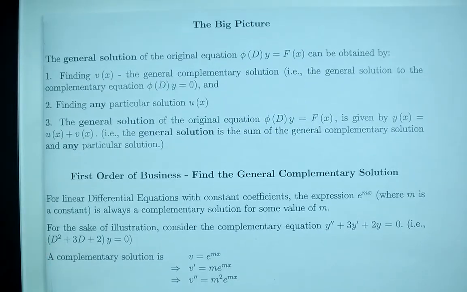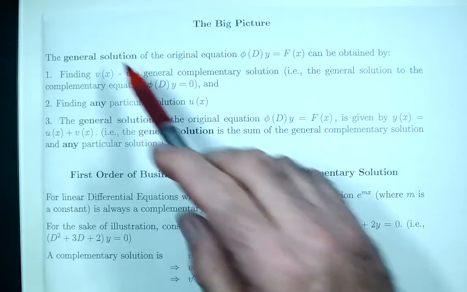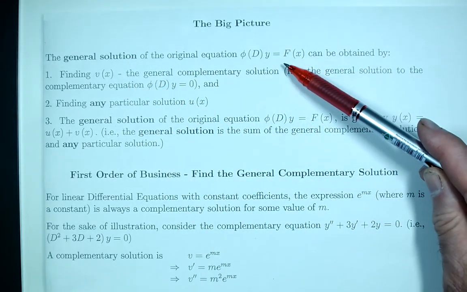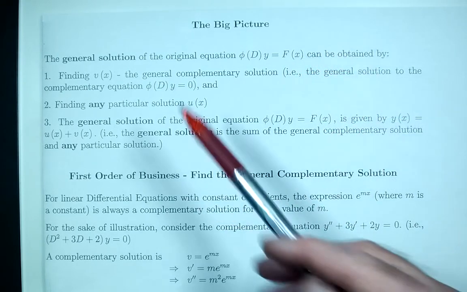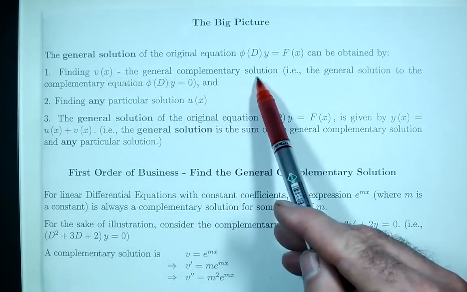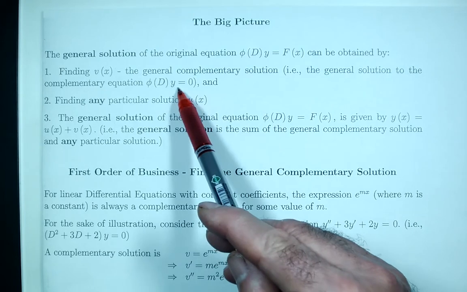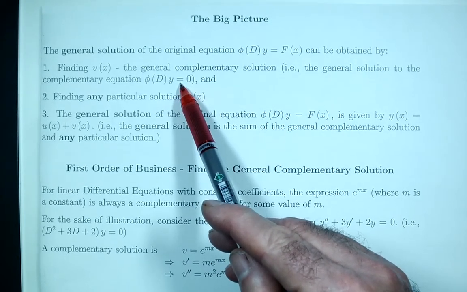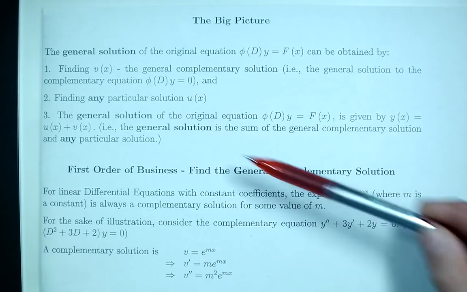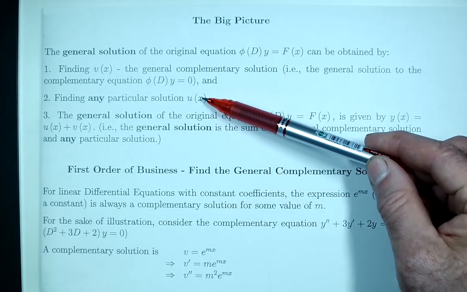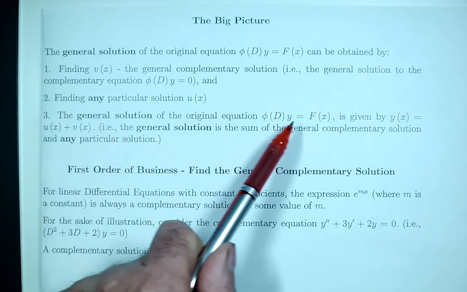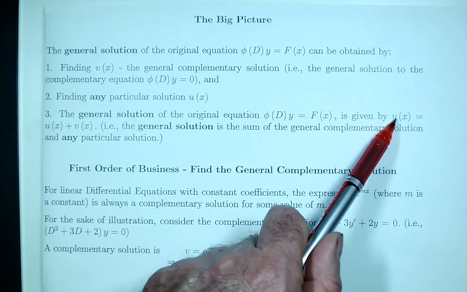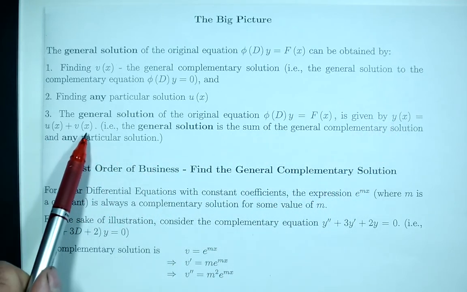Okay, the big picture. Here's how we get the general solution of the original equation, phi of D y equals f of x. First thing we do, we find the general complementary solution. That's the general solution to the complementary equation, phi of D y equals 0. Then we find any particular solution, u of x. And here's why we do that. It turns out the general solution of the original equation will be given by y of x equals u of x plus v of x.